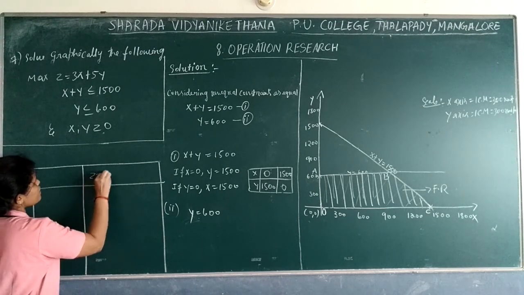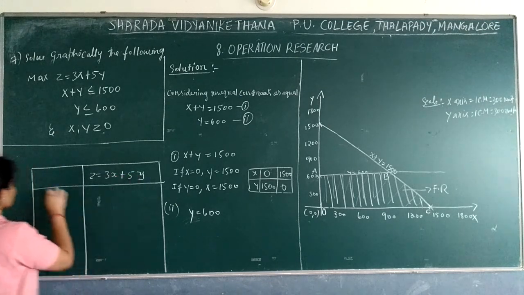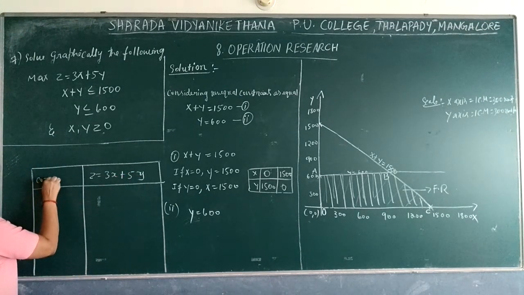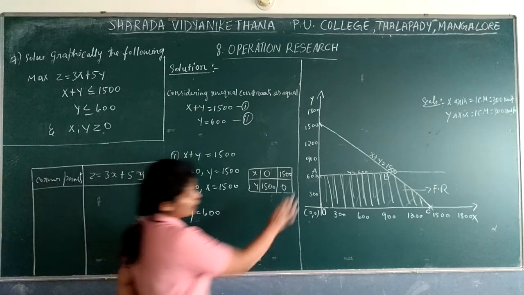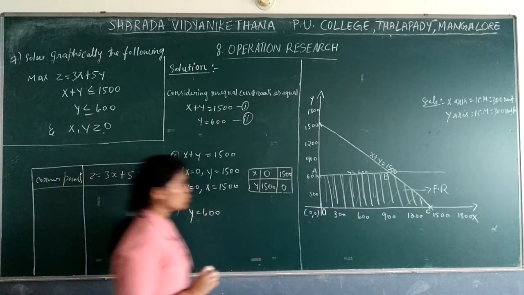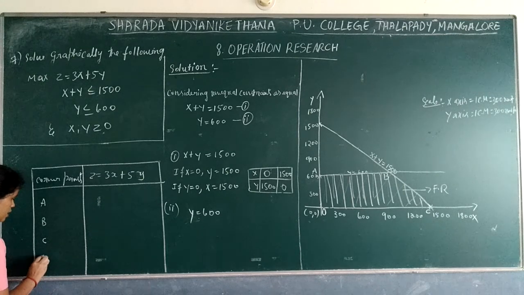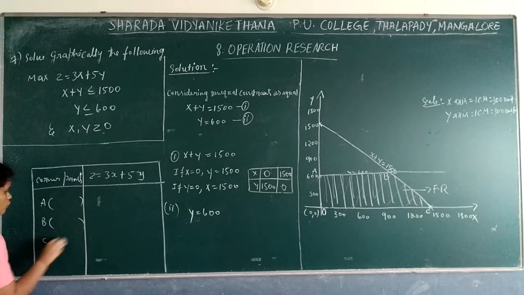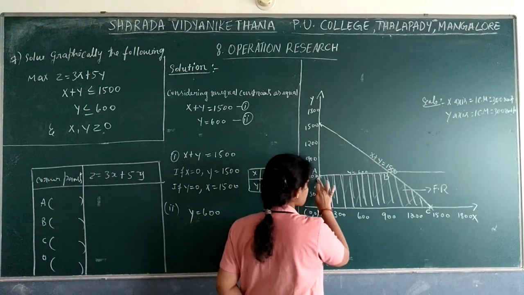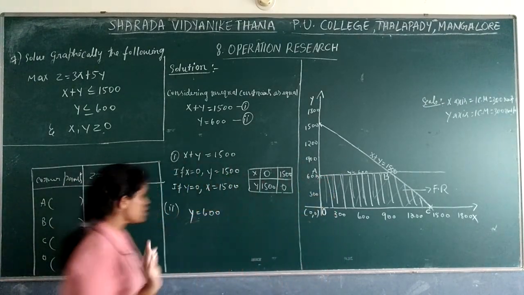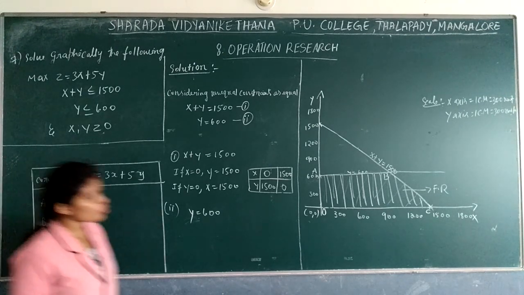What is the equation? Z is 3x plus 5y. Then the corner points: A, B, C and O. Now find the values for the corner points. What is the value for A? Y is 600, we know. X is 0. So (0, 600).